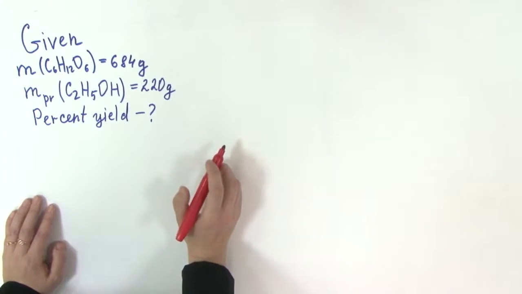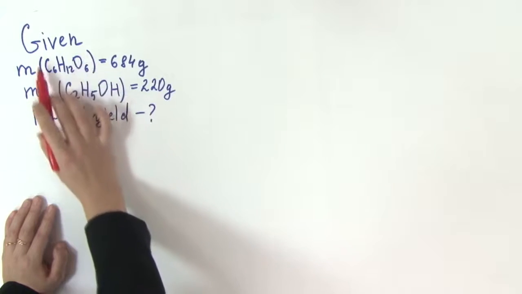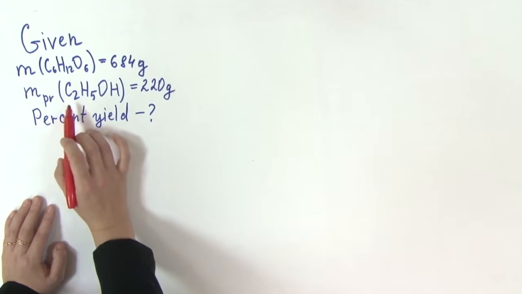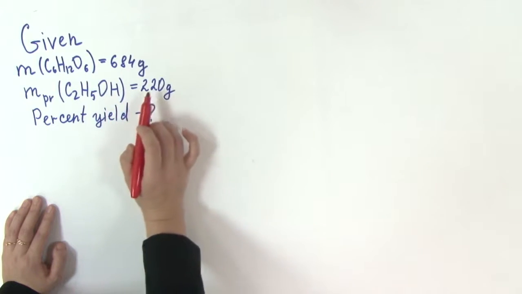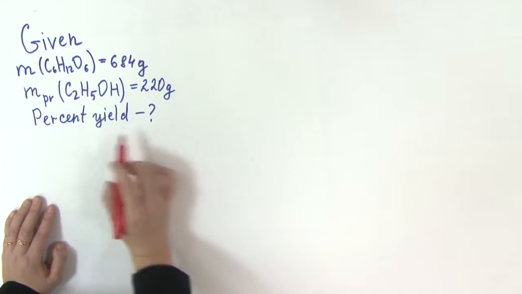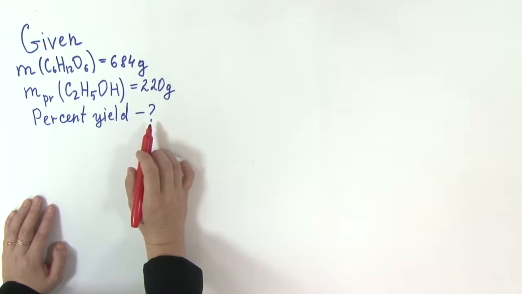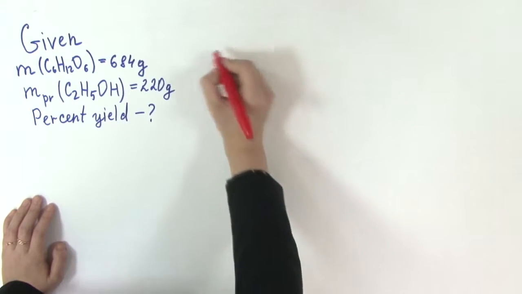Okay, the task given to us: the mass of glucose is 684 grams. The practical mass of obtained ethanol is 220 grams, and we should find the percentage yield of this reaction. So the first stage, we should compose our chemical equation.